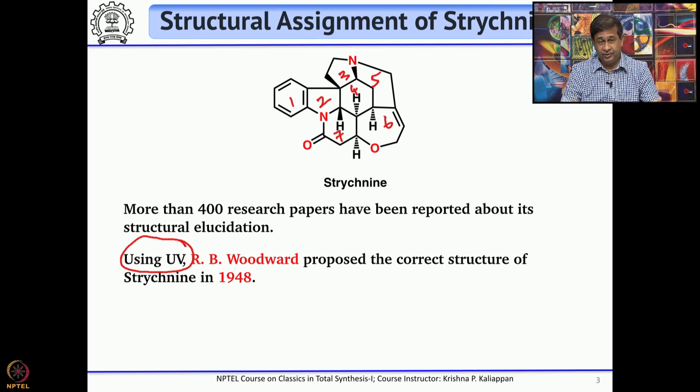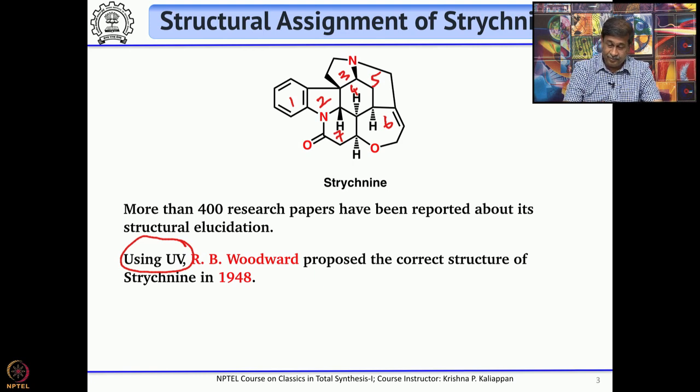When you do a degradation, you can expect what reaction it can undergo and what products you get. Based on that, you can work back and then assign the structure. So in those days degradation played a very, very important role in assigning the structure. Nevertheless, the final proof for the structural assignment of any natural product comes only in the form of synthesis.